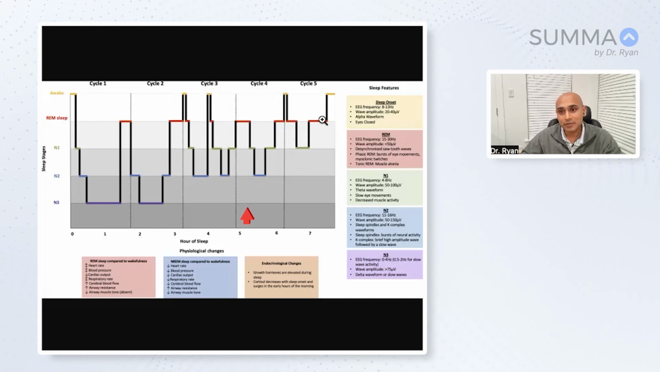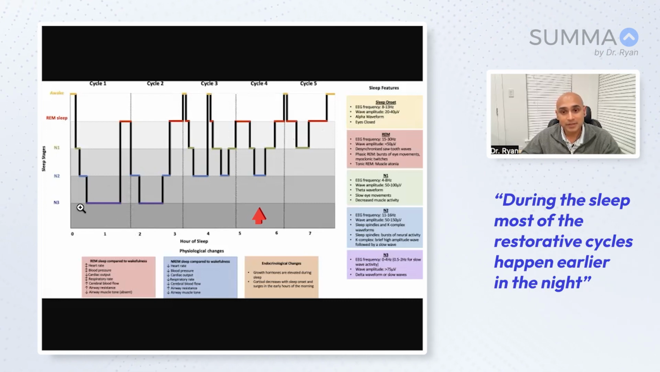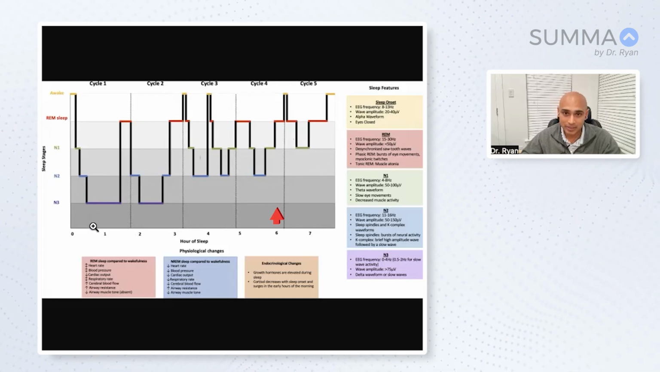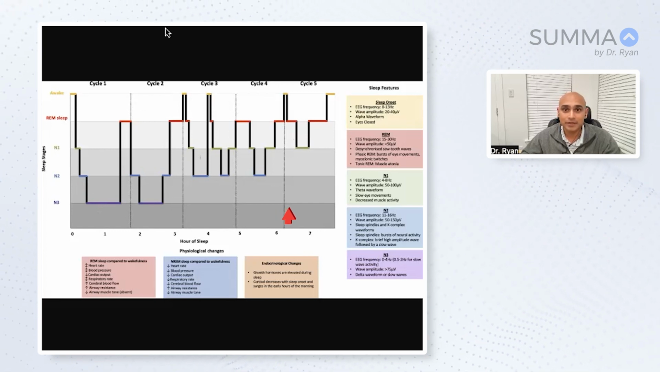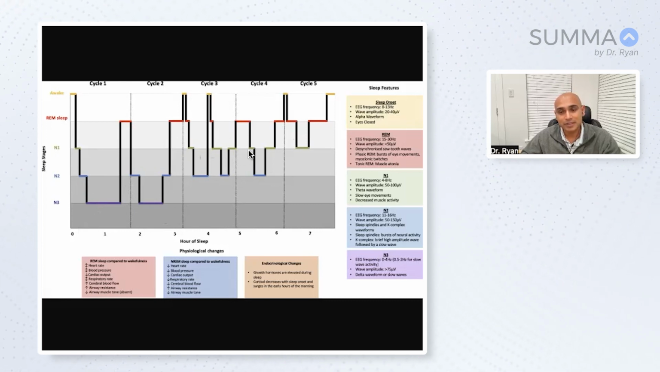And as you can see, over the course of the night, you really get most of your restorative cycles earlier in the night, and then it gets lighter and lighter as you wake. Another thing to point out is each one of these cycles, most of us have 4 to 5 cycles a night of sleep, and each one of these cycles is 90 to 120 minutes, right? In each cycle, you'll careen between these different stages.